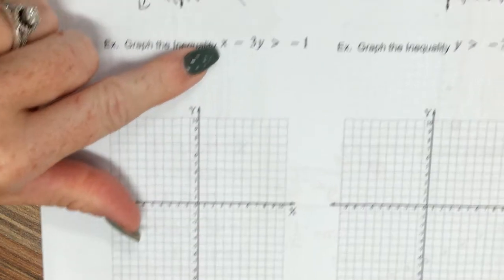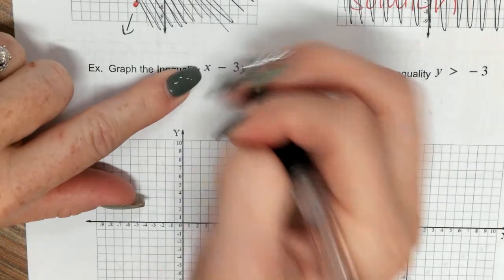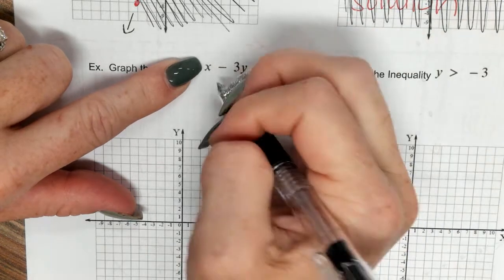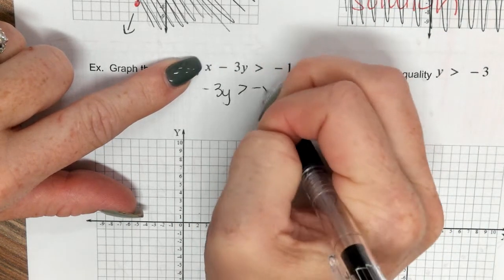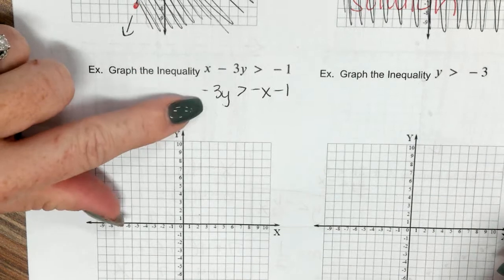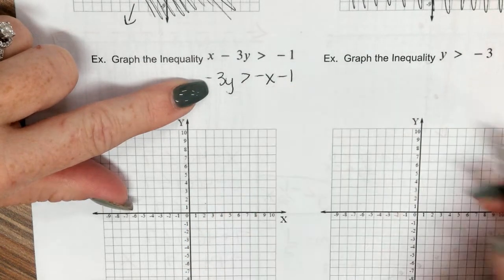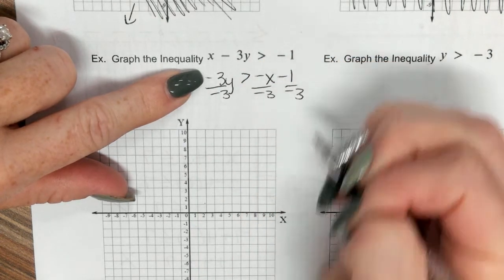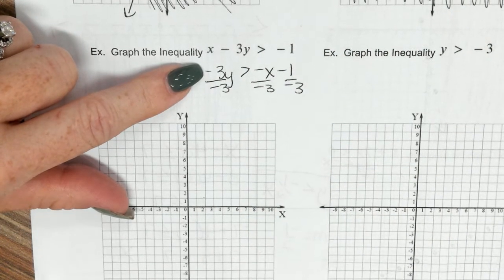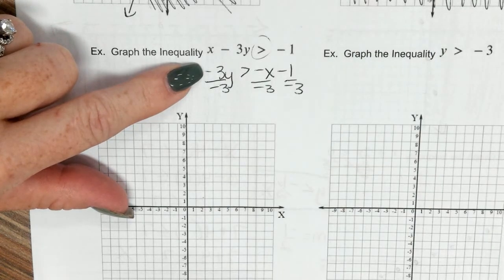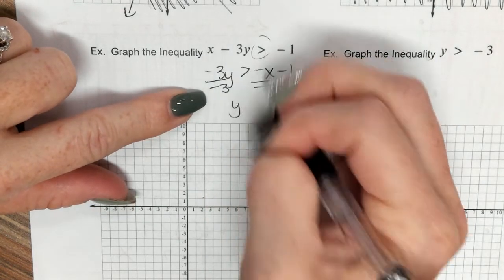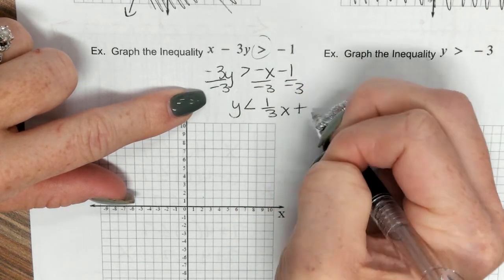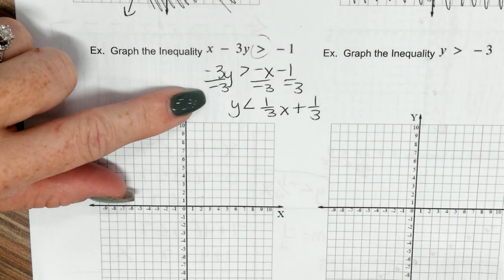Okay, when you rearranged, you should have moved the x first, yes? Everybody look at the x, it's positive, so how do you move it? You minus, so I have negative 3y is greater than negative x minus 1. Now how am I going to get rid of this negative 3? Divide everything by negative 3. Did I just divide by a negative? So what has to happen to this sign? I have to reverse it, so I have y is less than 1/3 x plus 1/3, yes?